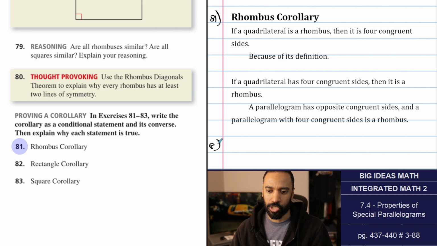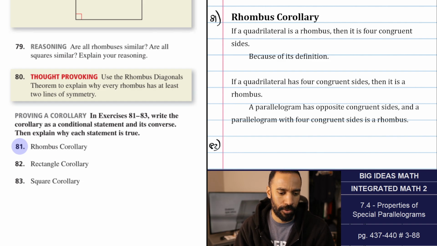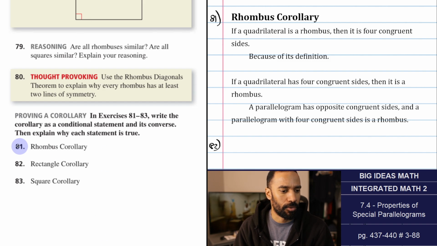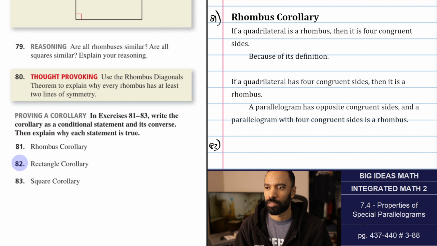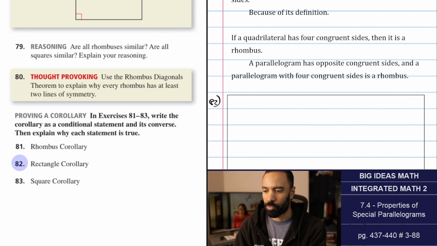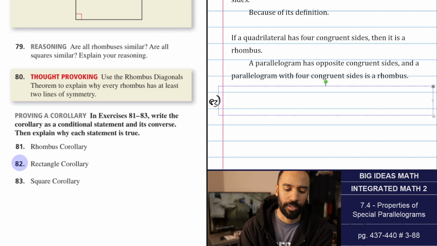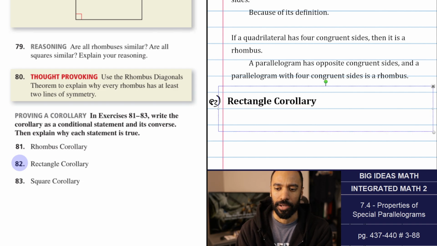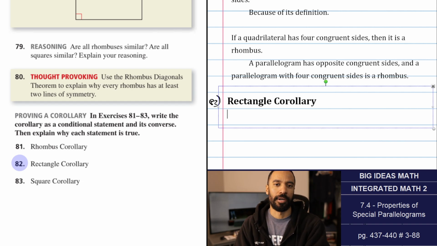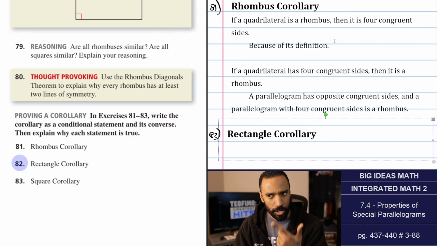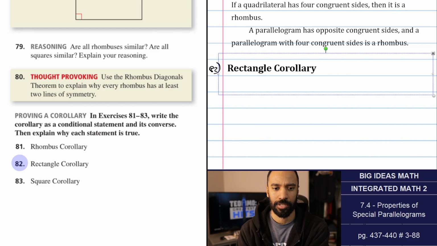All right, so number 82. Let's do the corollary for rectangle. I was going to copy paste, but I don't think it's going to work very well. All right, rectangle corollary. So what is its corollary? I don't remember. Rectangle, all right angles and stuff like that, right? So now I want to say if a quadrilateral is a rectangle, then it has 4 right angles.